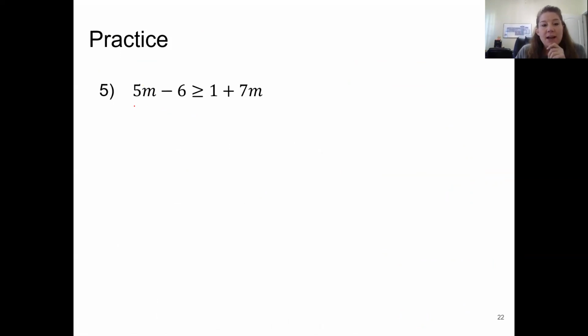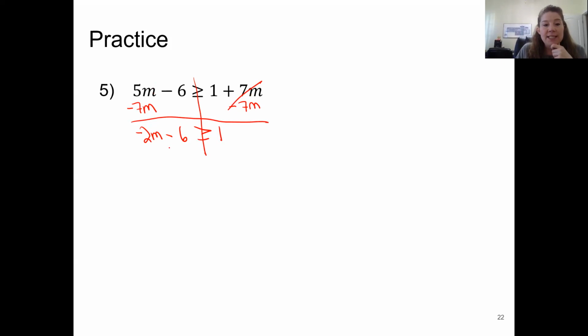Now, I know I said always cancel out the smallest variable, but I want my variables on the left of my inequality. That makes it easier to graph. So I'm going to subtract 7m from both sides. So 5m minus 7m is -2m. Bring down everything else. That's gone.